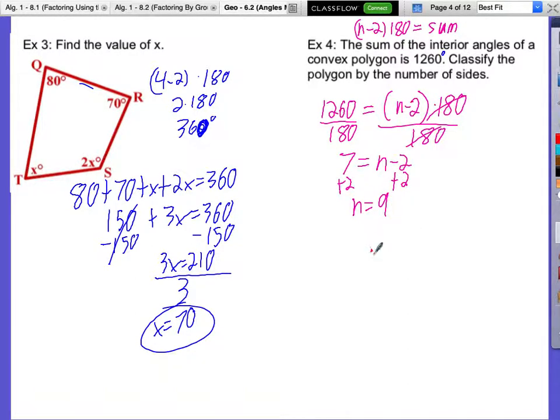So what kind of polygon is this? Can I tell you my favorite word? That word you're saying. Nonagon. I love that. Can I tell you a simpler way?